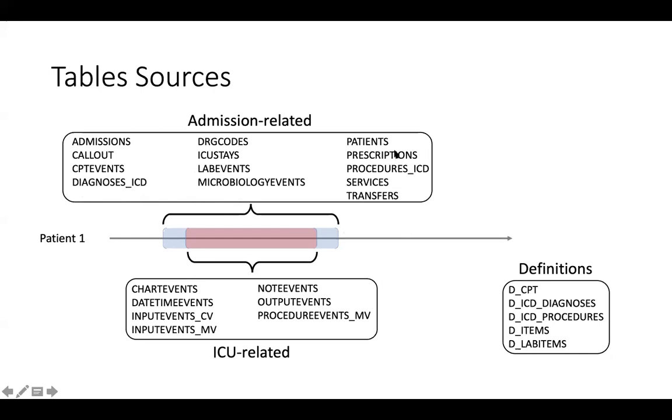Lab events, patients is also a hospital level thing, and prescriptions is also hospital level. If you play around with MIMIC-III, you will easily understand why certain things are hospital level and certain things are ICU level. So let me just talk about maybe one or two ICU related tables.